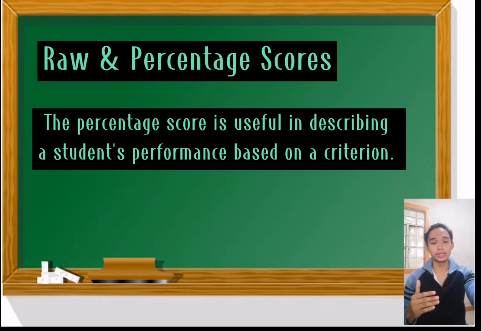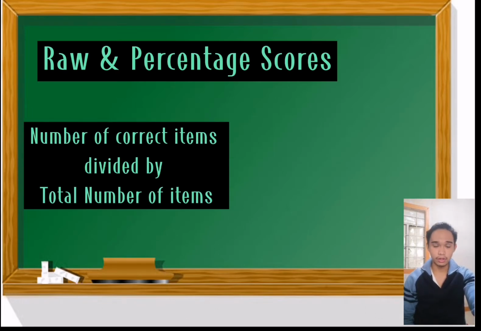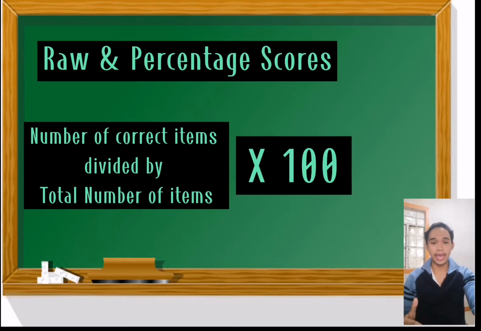Now, percentage scores are important in describing a student's performance based on a criterion or a principle of judging. In obtaining the percentage score, all you have to do is take your raw score, divide it by the total number of items, and then multiply by 100.